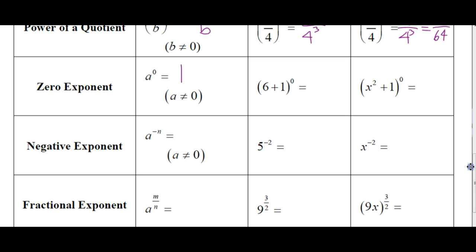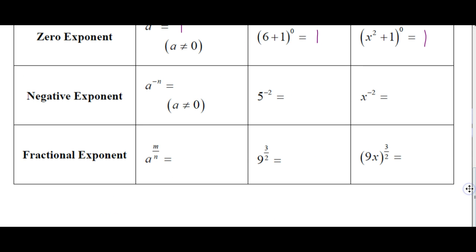So 6 plus 1 to the 0 is 1. Right? Anything to the 0. 6 plus 1 is really 7. It's 7 to the 0, but you don't have to evaluate that, right? You can just say it's something raised to the exponent 0, so it's 1. X squared plus 1 to the 0 is 1. Okay, again, same deal.